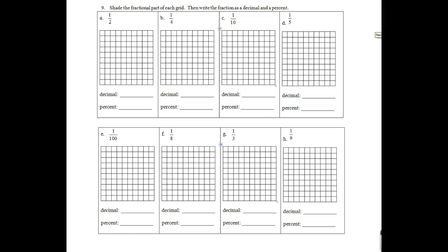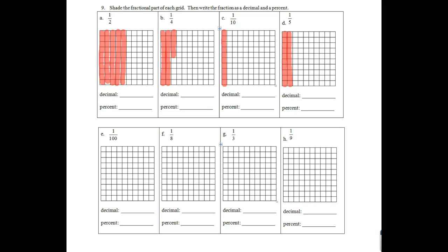All right. Let's go ahead and do these. Ready? So you want to shade in the fraction. So half of this grid would be 20, 30, 40, 50. Okay. Let's do this one. A quarter. So 1/4 of 100 is, let's see, 10, 20, 25. Okay. 1/10 is just one row. 1/5 is going to be 2/10. So we're going to do 2 rows of that.